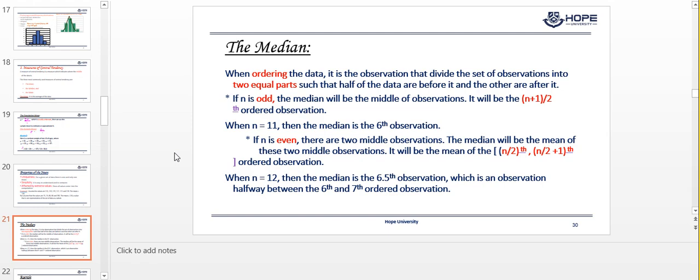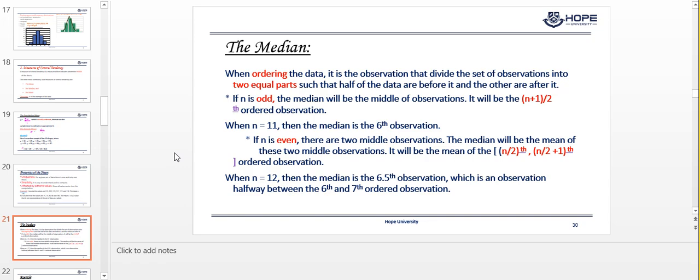Median: we order the data to find the middle one, the observation that divides the set of observations into 2 equal parts, such that half of the data are before it and the other half after it. If n is odd, the median will be the middle observation, the (n plus 1) divided by 2 ordinal observation.